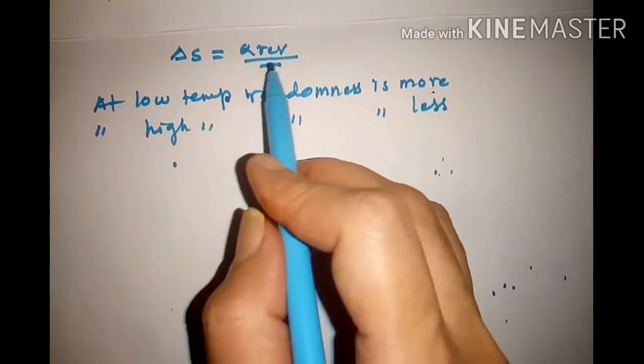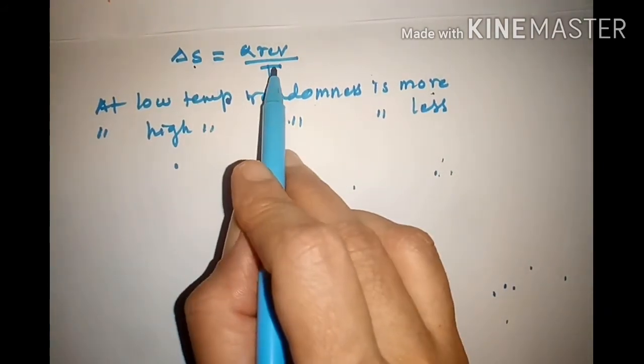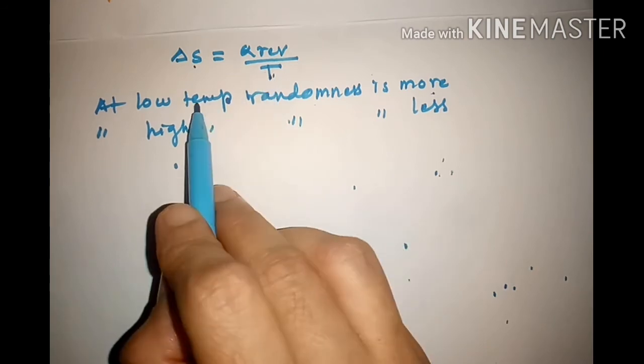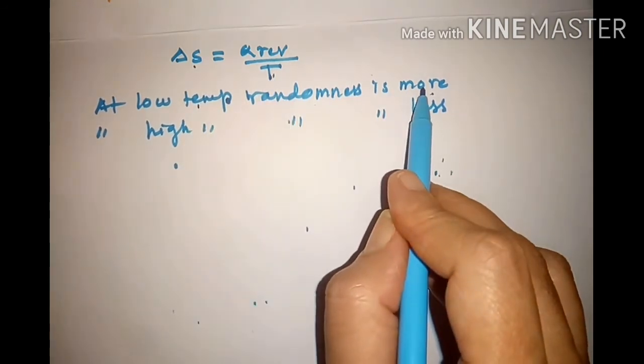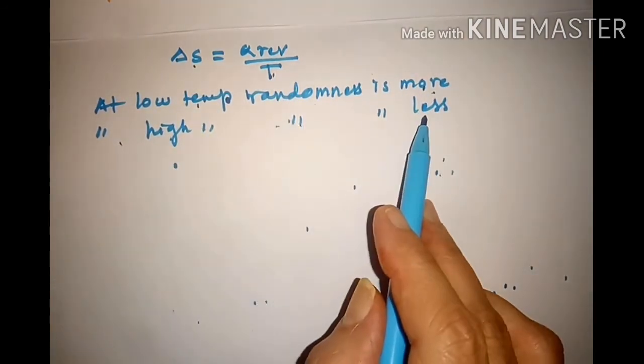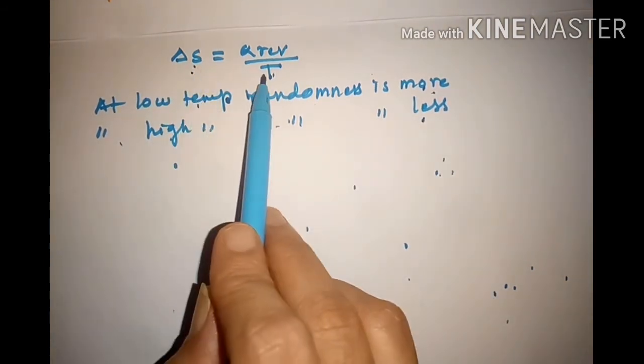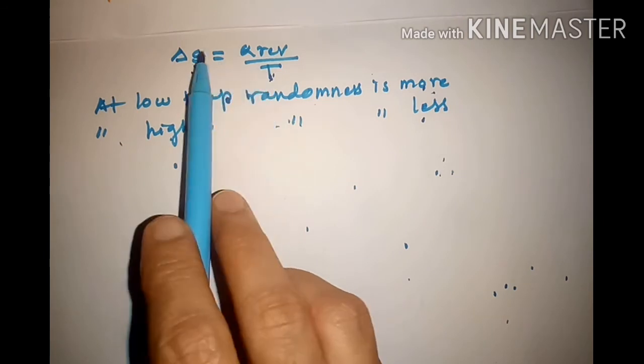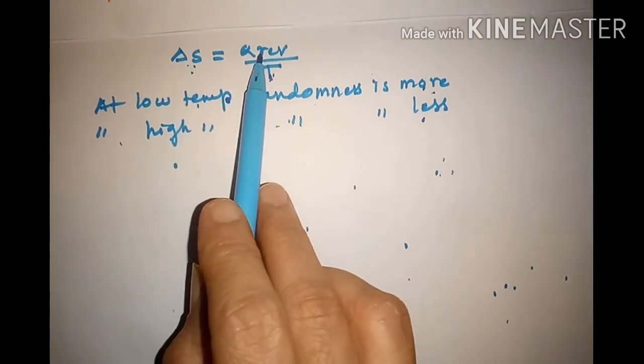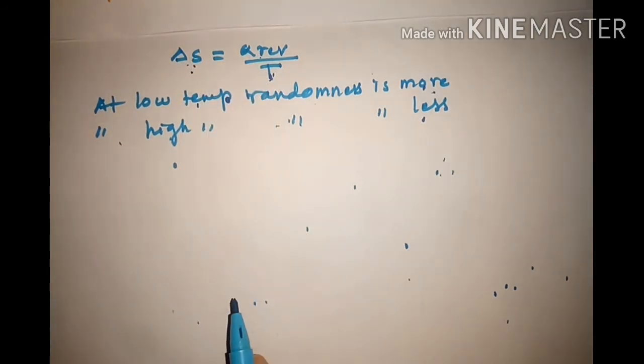Why? Because entropy is inversely proportional to the temperature. That is why at low temperature, randomness is more, and at high temperature, randomness is less. It means the entropy change is inversely proportional to temperature, whereas the entropy change is directly proportional to Q reversible, that is, the amount of heat absorbed.